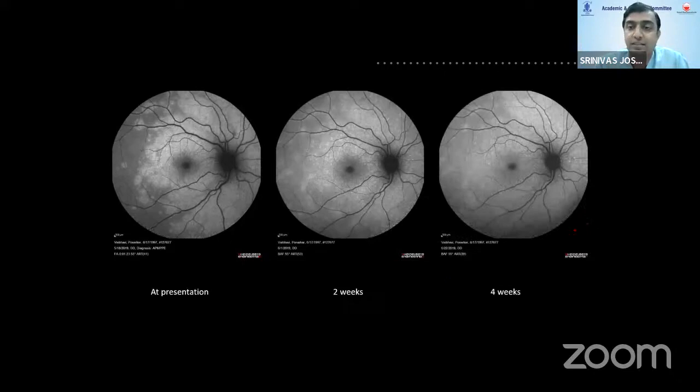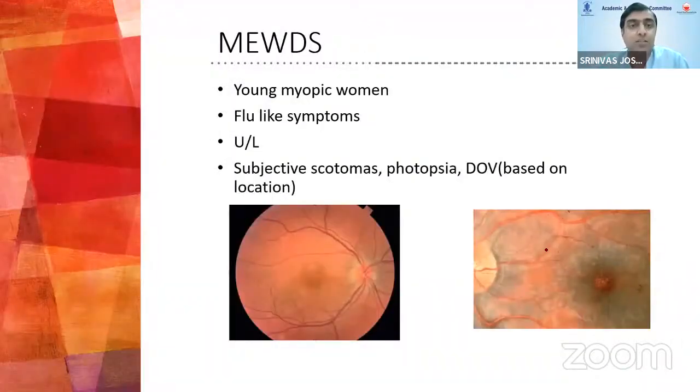And definitely, this is almost a result. The patient had 6/6 vision and was basically asymptomatic. So basically, it's the MEWDS, where we have young myopic women. They usually have flu-like symptoms. It's usually unilateral. The patient presents with subjective scotomas, photopsia, diminution of vision.